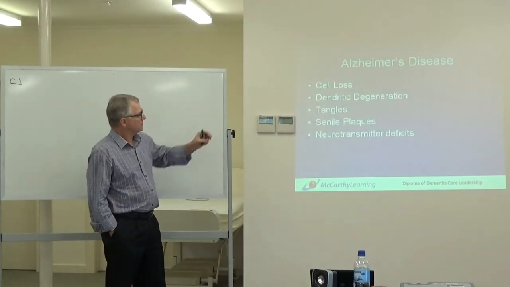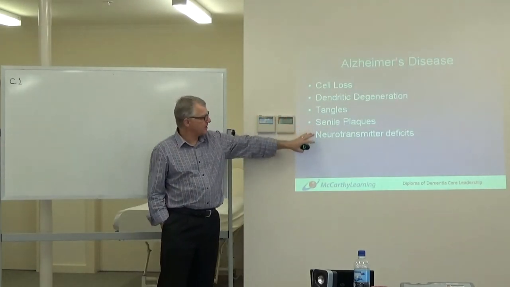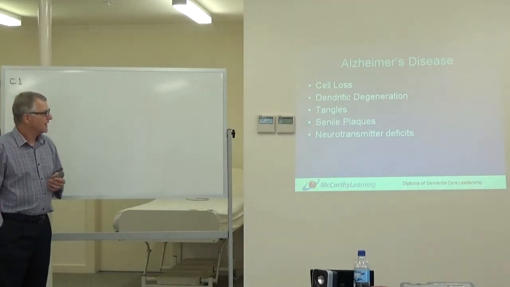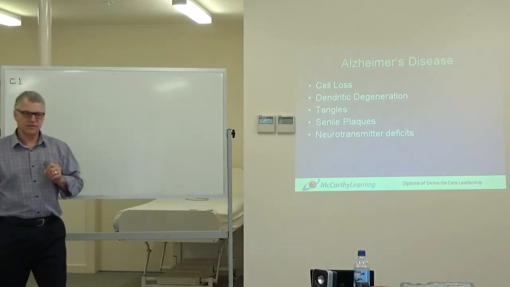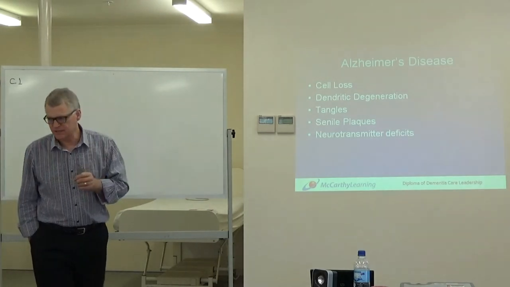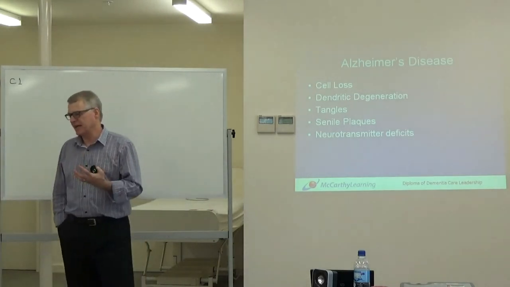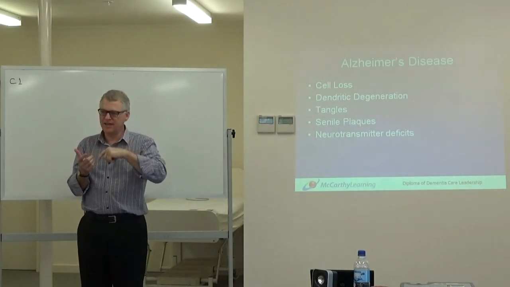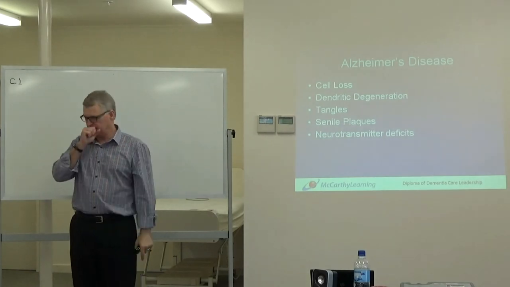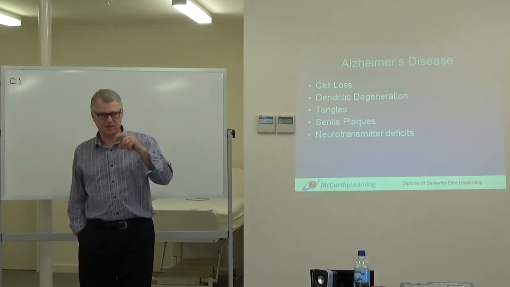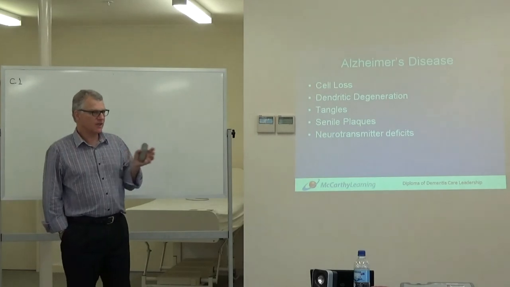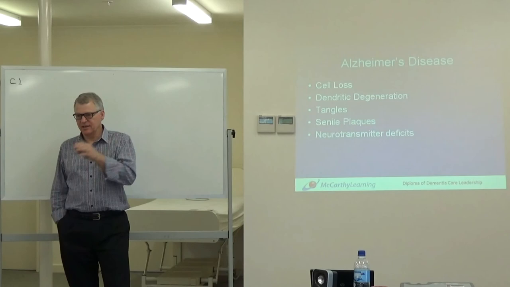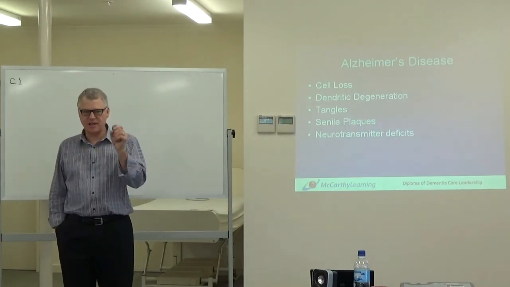The tangles and the plaques we've already mentioned. The final point here in terms of the changes in Alzheimer's disease is that there are neurotransmitter deficits. Now the neurotransmitters are chemicals in the brain, in the soup of the brain, that help to promote connectedness between neurons. The brain impulse, or the communication from one brain cell to another, happens because of chemical transmission.